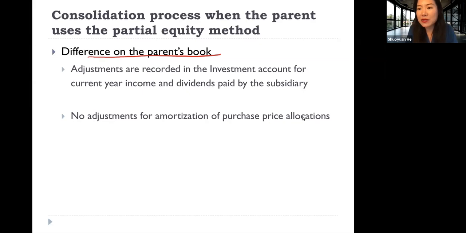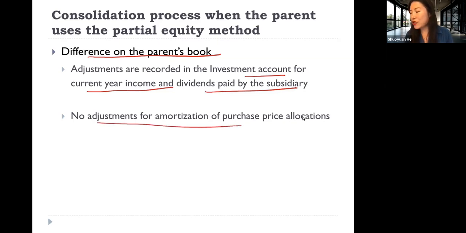is for the partial equity method, we don't need to worry about intra-entity transactions, and we don't need to do amortization of excess payment. So basically, adjustments are recorded in the investment account for the current year income and dividend paid by the subsidiary, and no adjustment for amortization of purchase price allocation, which is just the excess payment during the acquisition. We're going to talk about intra-entity transactions later, but intra-entity transaction is not something we need to worry about for the partial equity method, although for the equity method, we need to take that into account.